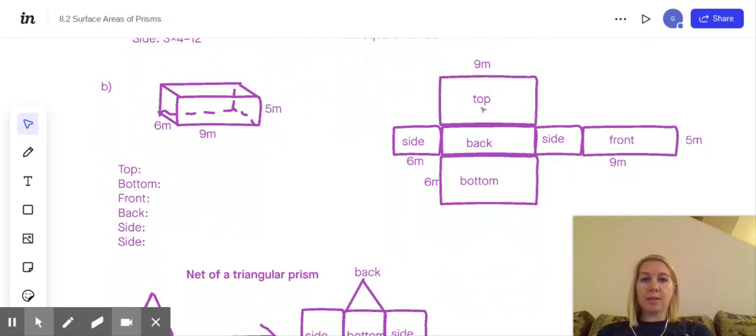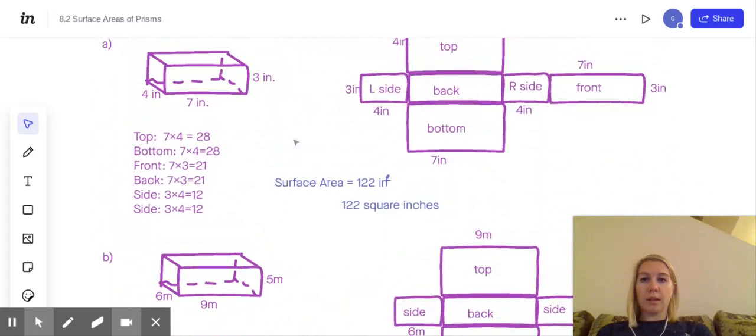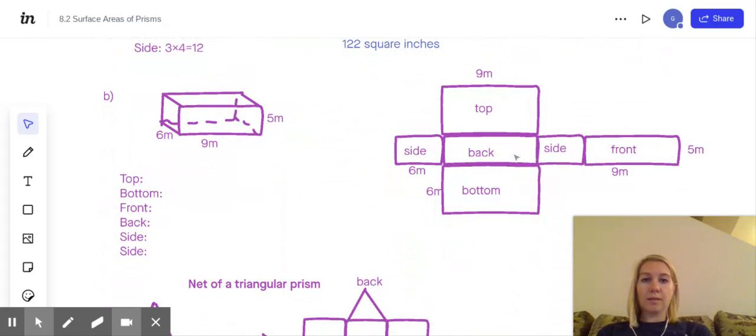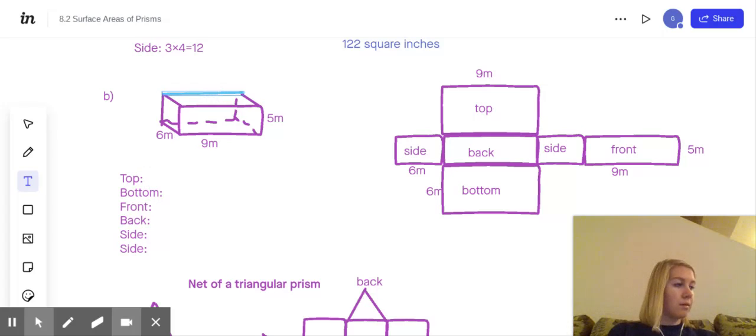Okay, let's look at another one. Here's our rectangular prism, and then here's the net on the right. Okay, and again, I've labeled most of the sides where we could figure out the dimensions. Okay, so the top. So here's the top on our rectangular prism, and the top on our net.